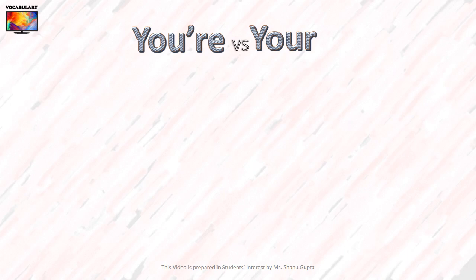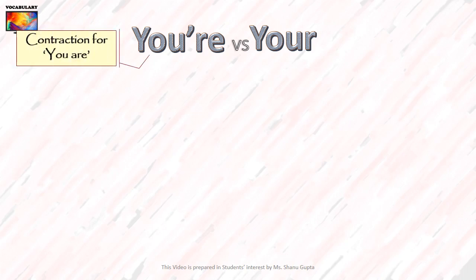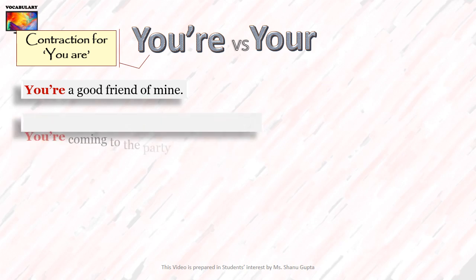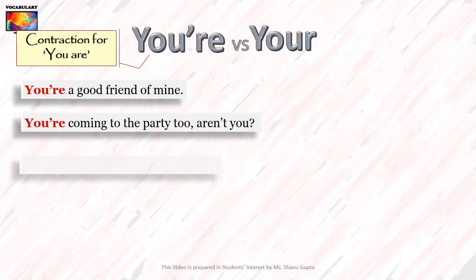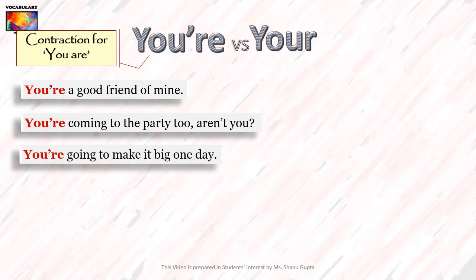Now we move on to our last two pairs. So, based on the same pattern related to the use of apostrophes, we have you are versus your. You apostrophe re is a contraction for you are. In any sentence, if you can logically read you are, then this spelling is required. For example, you are a good friend of mine. You are coming to the party too, aren't you? You are going to make it big one day, etc.